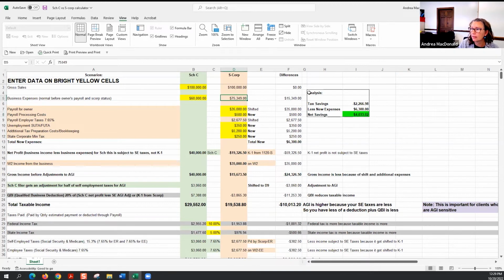That's why I like this calculator. Actually, I see this didn't update. That's why I like this calculator, because I can do really quick and dirty numbers. It doesn't take a whole lot of time, and then you can get back to your clients pretty quickly. Did that answer your question?